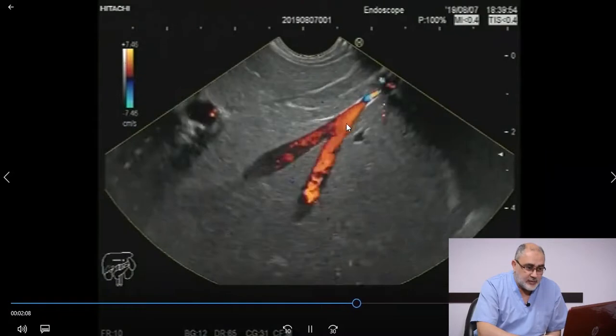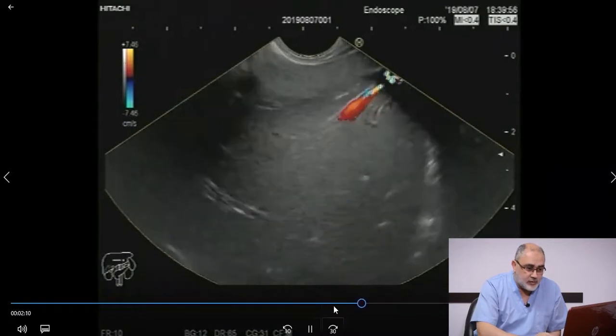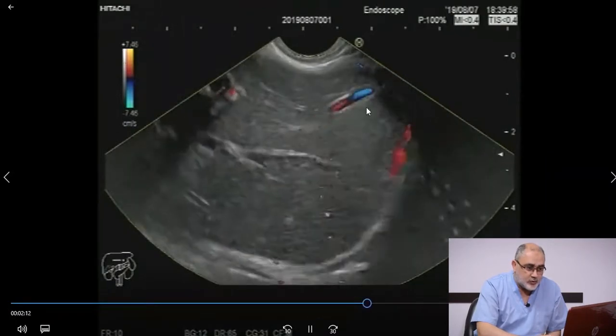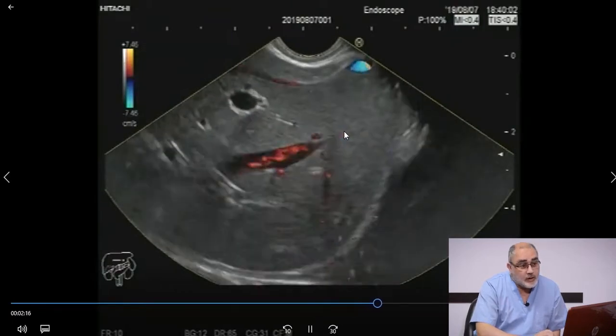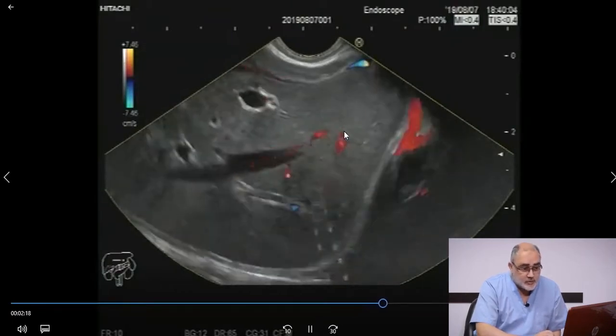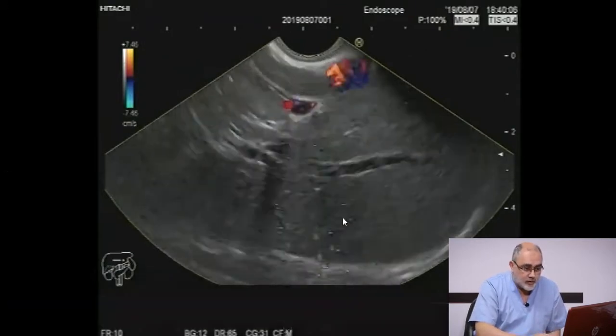This is the middle hepatic vein. Yes, and more counterclockwise rotation again to the left hepatic vein. So by counterclockwise and clockwise, we can go from one vein to another.